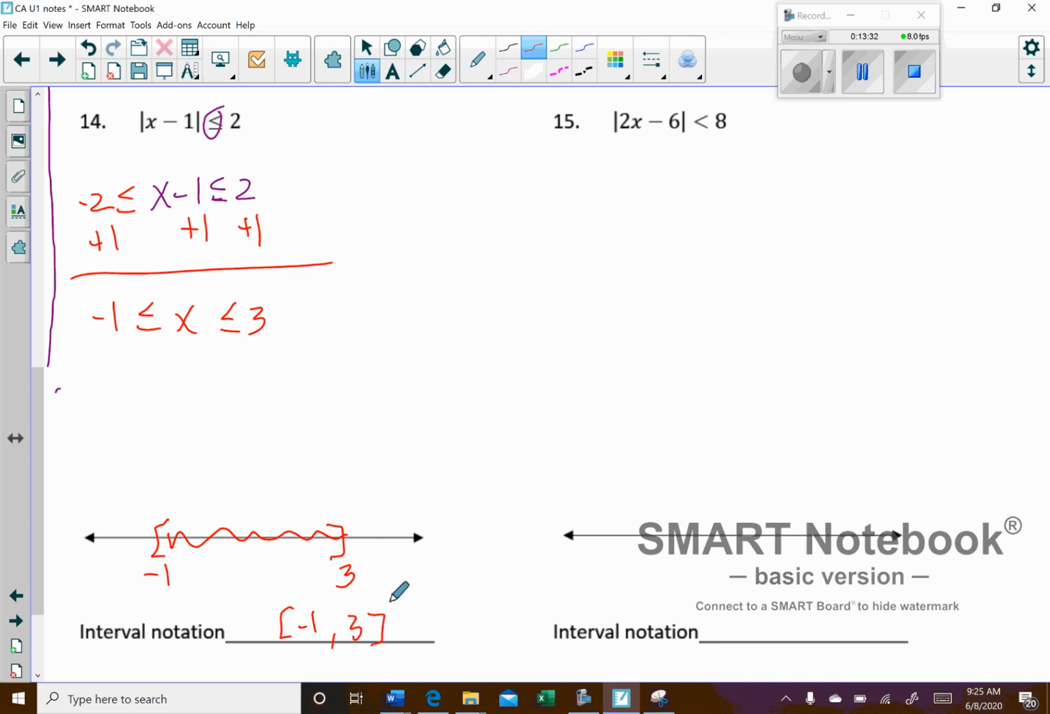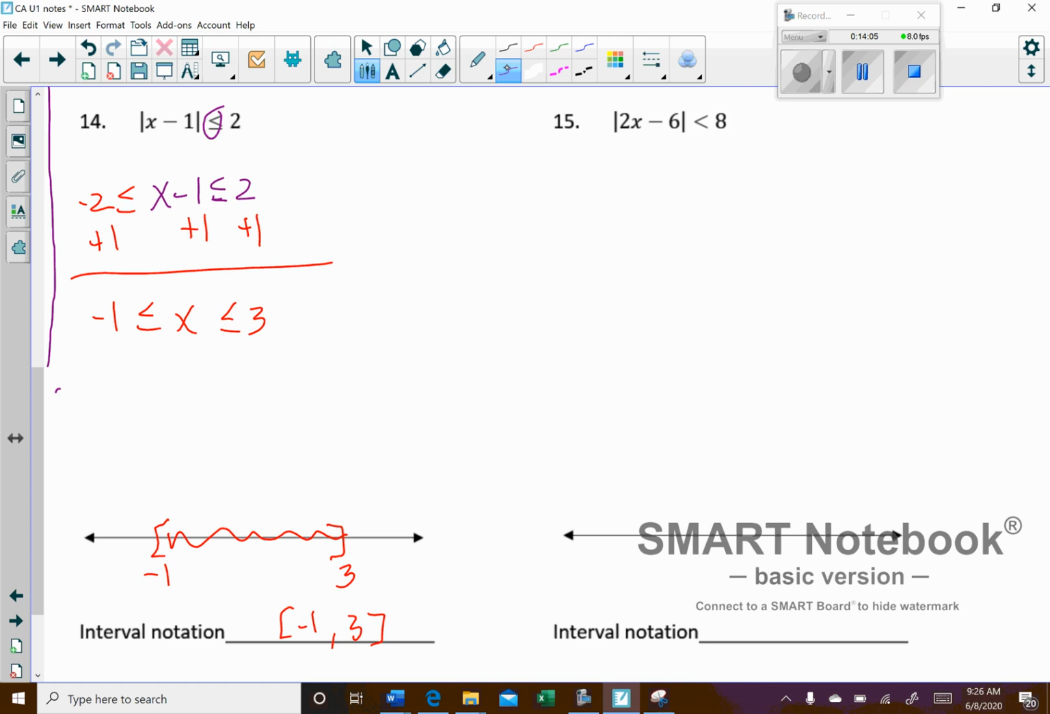If you want, you could play around with plugging in some numbers, and you'll see that it would work. Because if you plug in 3, 3 minus 1 is 2. The absolute value of 2 is 2. That's okay. And if you plug in -1, you can see -1 minus 1 is -2. The absolute value is 2 also. 2 is less than or equal to 2. And if you plug in anything in between, you'll get a value that's less than 2.